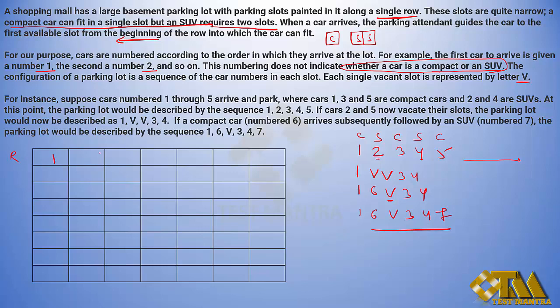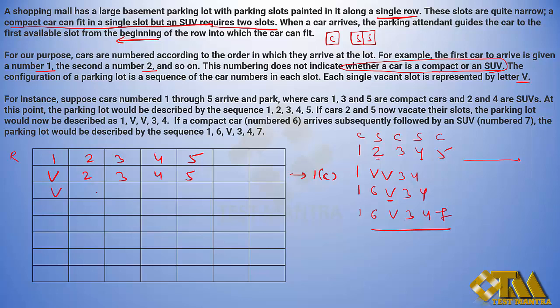Suppose initially 5 cars were parked here. So 1, 2, 3, 4, 5. Let's mark these as the 5 cars parked. After some time, I have seen that this one is vacant. Normal numbering is vacant, 2, 3, 4, 5. Now what I can infer from this, I can definitely infer that car 1 is nothing but a compact car here. That I can definitely infer from this.